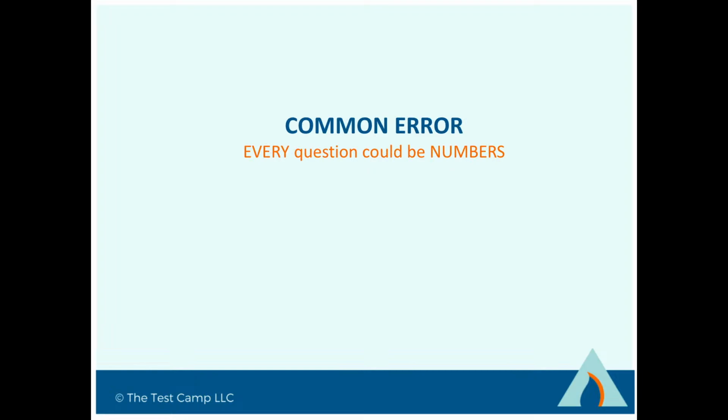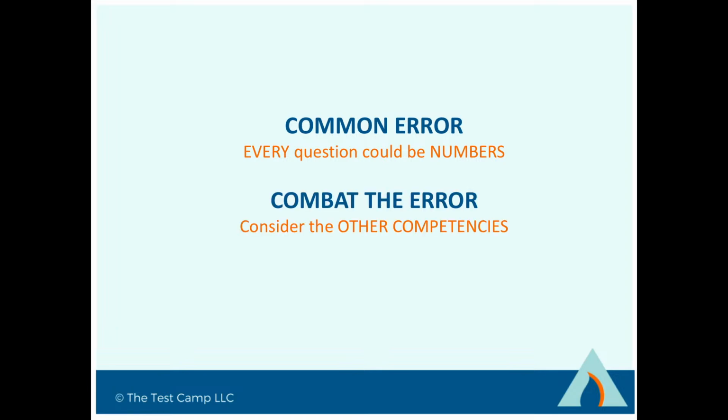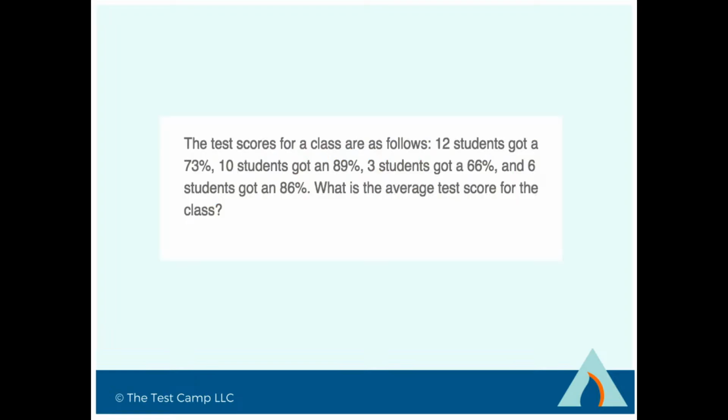A common error when identifying a numbers question is thinking that every question could fall under this category. However, there are specific characteristics that make the other four types of questions different. Once you're familiar with the other four competencies, our recommendation to combat this error is to consider the other competencies first. Let's look at a sample test question and see if it's built on this competency, numbers.